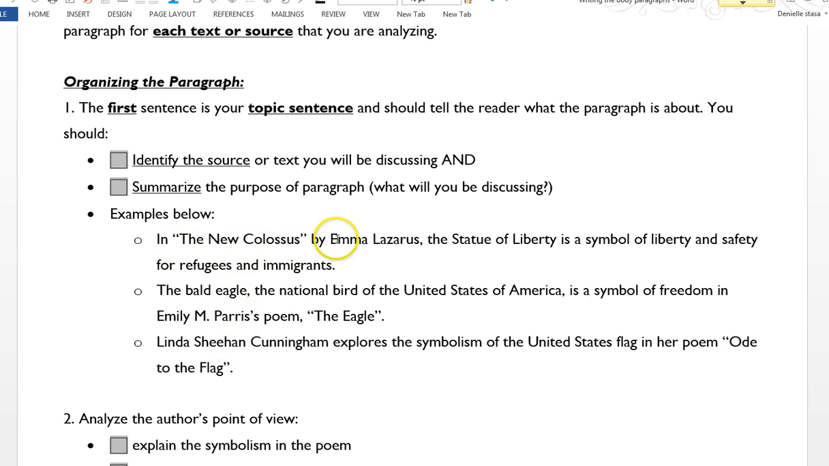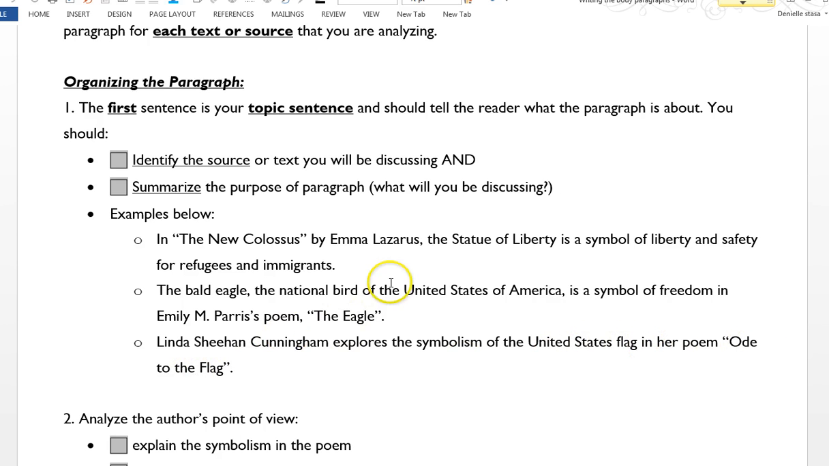In the New Colossus by Emma Lazarus, the Statue of Liberty is a symbol of liberty and safety for refugees and immigrants. The bald eagle, the national bird of the United States, is a symbol of freedom in Emily M. Paris's poem, The Eagle. Linda Sheehan Cunningham explores the symbolism of the United States flag in her poem, Ode to the Flag.